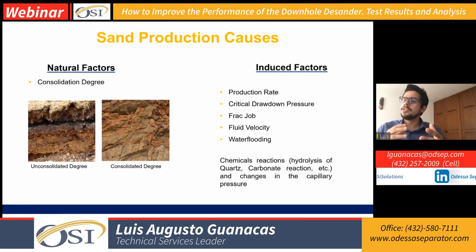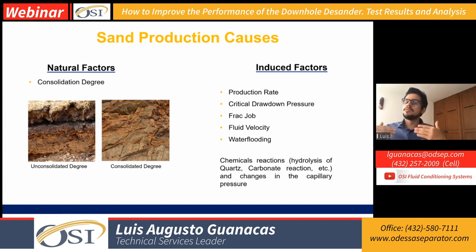typically older formations or deeper formations, together with older deposits or sediments, are commonly consolidated. Unconsolidated rocks are typically reservoirs with shallow formations or maybe younger sediments. So that's maybe the relationship. When you find an unconsolidated reservoir, that means your sand production is really heavy. The amount of sand you will produce is really high.